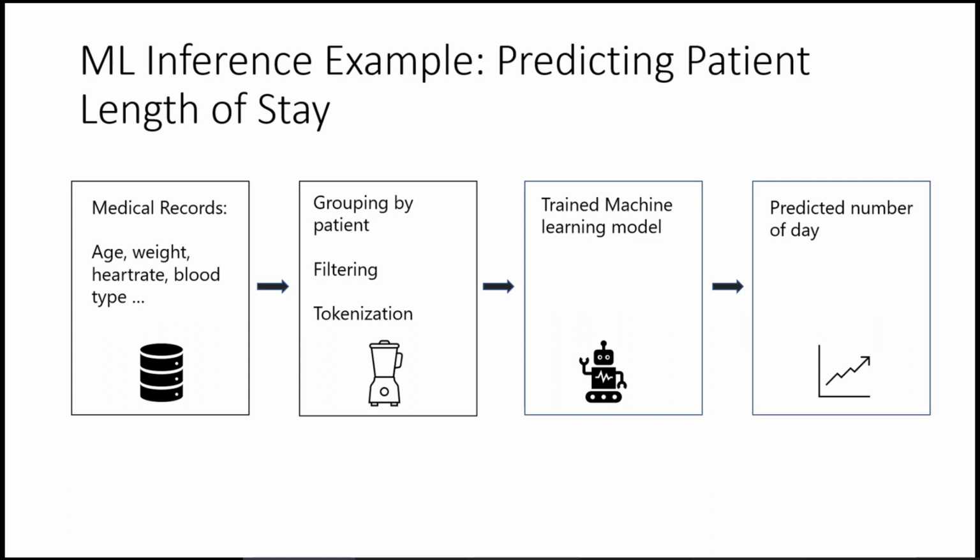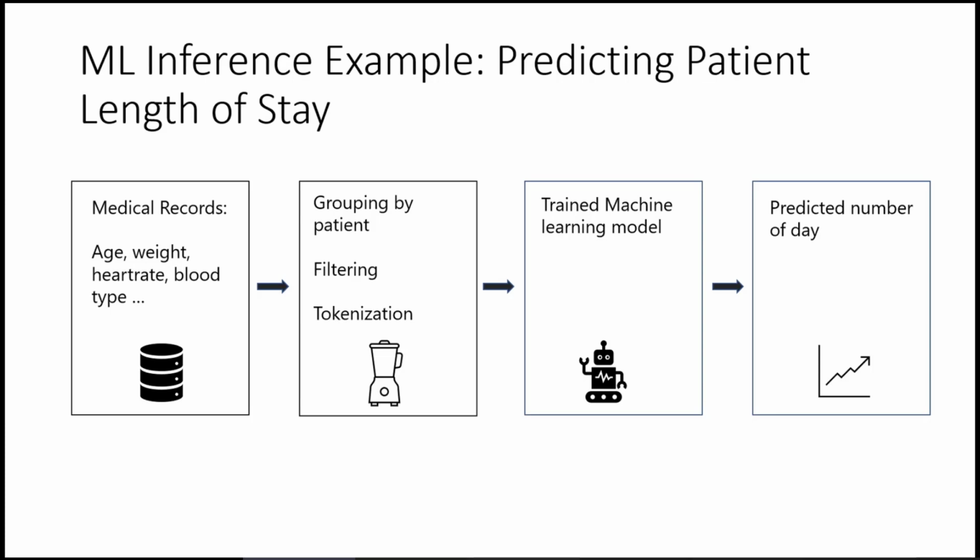This is just an example to make it more concrete, and I'll try to use this example throughout the talk. We have a hospital, and we're trying to predict how long a patient is going to stay in hospital. Your data set would look something like this. You'll have the patient's age, weight, heart rate, blood type, maybe their symptoms, and basically the characteristics of that patient.